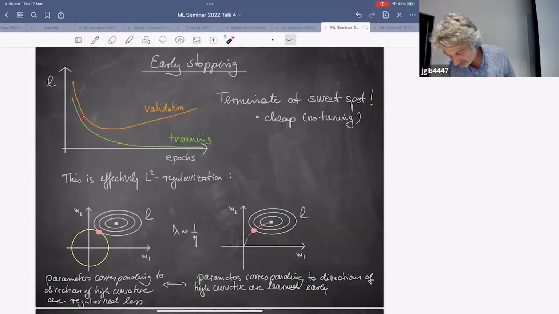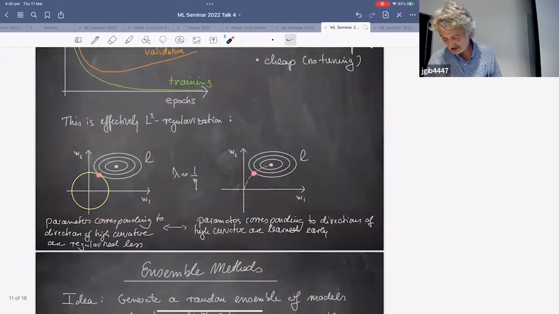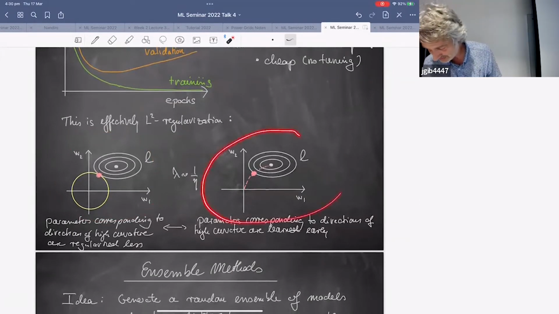So one idea is, why don't we just stop here? You just monitor the validation error. You don't need to store much. You do that calculation anyway, and you say, okay, I'm going up, I stop. You just find that sweet spot and you stop. Very, very cheap. But this is in effect, again, an L2 regularization, the one that we discussed. And this is now the stopping rule.